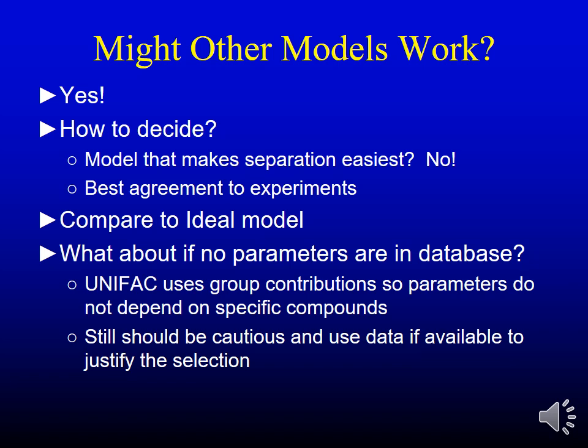So we can compare to an ideal model, for example, but we're probably going to find something bad. And then the other thing that we want to look at is, what if there are no parameters for the model that we chose in our database? If that's true, then the Unifact group contribution model can be used. It's a little bit more complicated, and you'll have to get familiar with the documentation, but you can do it.